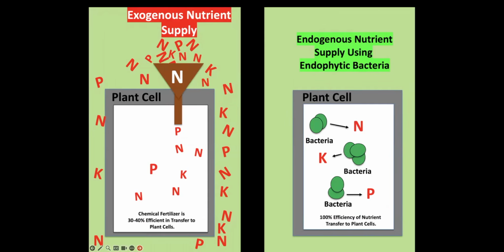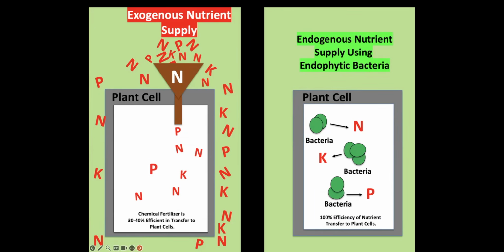And of course, chemical agriculture is inefficient. 60 to 70% of the nutrients that are put onto a plant are lost to the environment, and it's only 30 to 40% efficient. Mostly it's lost when putting fertilizers in. With biological agriculture, it's different.